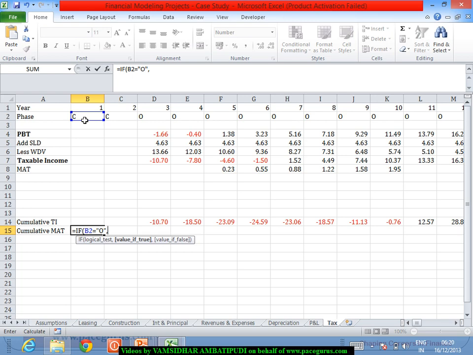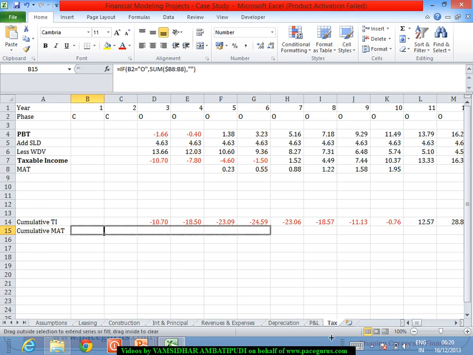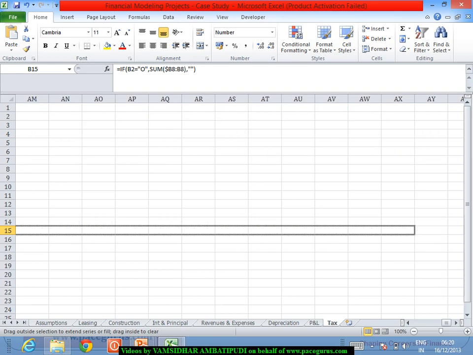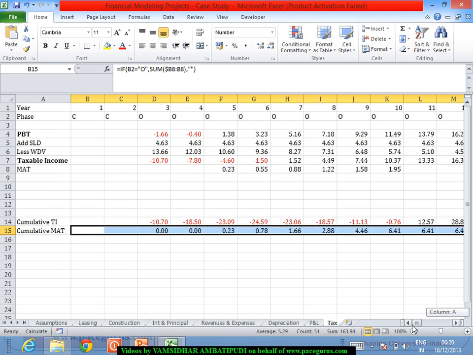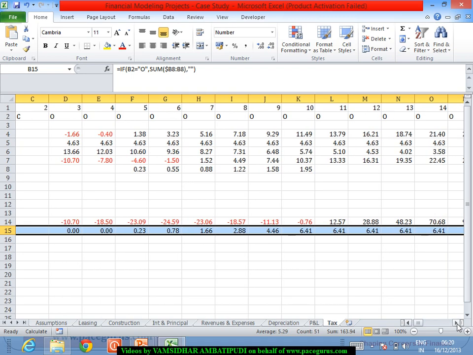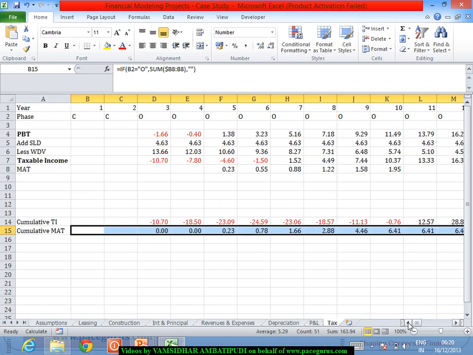I am doing the summation of the MATs from here to here, with the first one being frozen. I am doing the summation of the MATs, otherwise I am leaving it as blank. Okay, so this much of MAT has been paid till date. So overall around 6.4 crores has gone in towards the MAT.